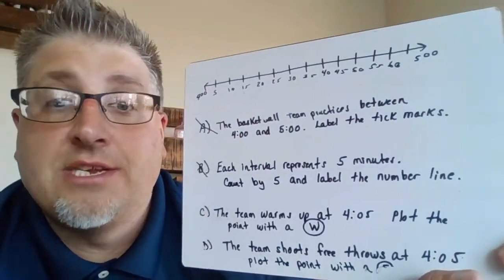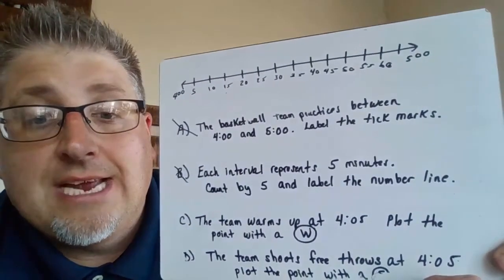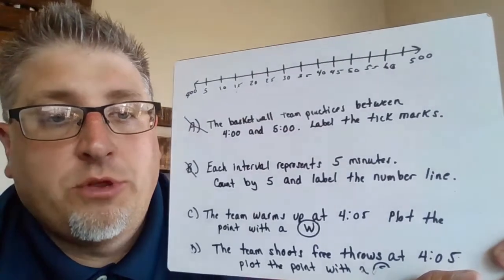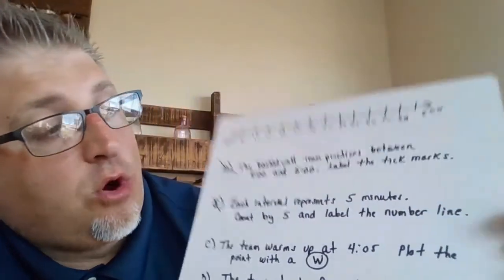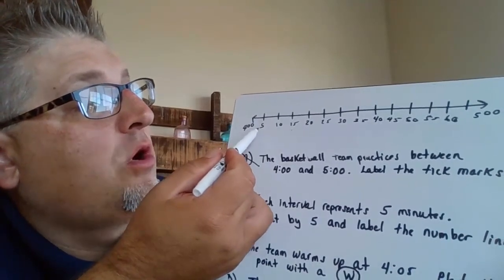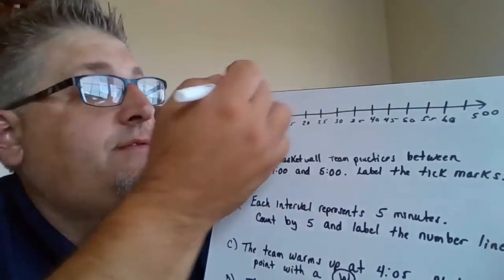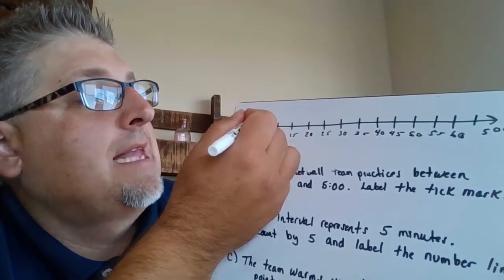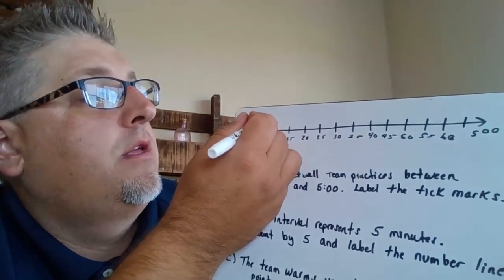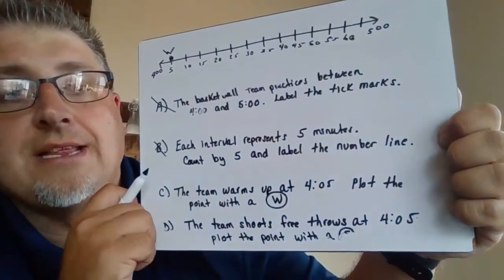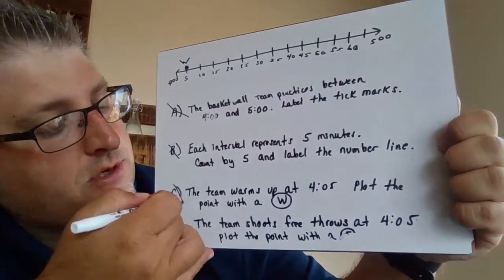Okay, let's answer questions C and D. Question C says, the team warms up at 4:05. Plot the point with a W. Okay, so we need to find 4:05 up here. We know we got 4 o'clock. This is an easy one. 4:05. We come right here to the 5. Simple. Right here. We're going to plot that with a W. 4:05. Simple. Just finding that number line and matching up those numbers.